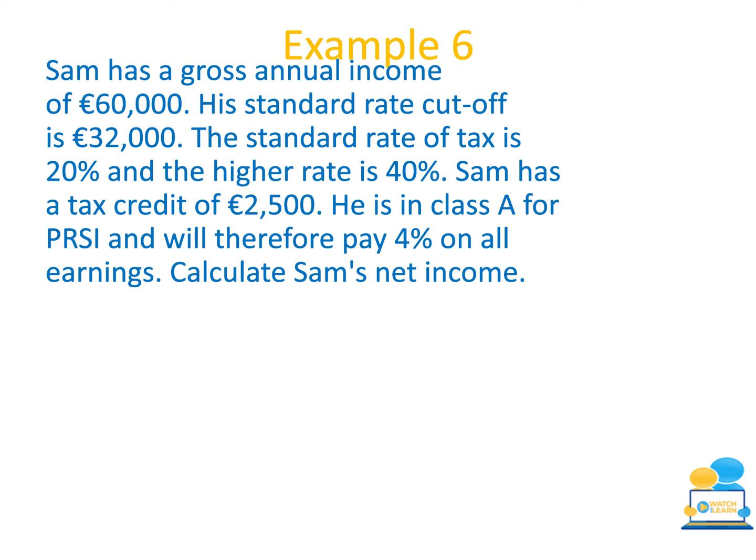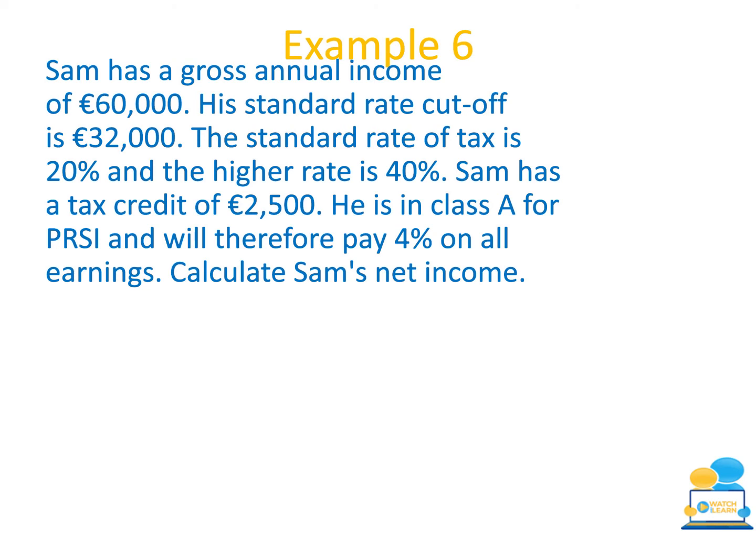So let's look at one last example here. This mixes up income tax and PRSI together. It says Sam has a gross annual income of €60,000. His standard rate cut-off point is 32,000 and the standard rate of tax is 20%, with the higher rate being 40%. So Sam has a tax credit of €2,500. He is in class A for PRSI and will therefore pay 4% on all his earnings.